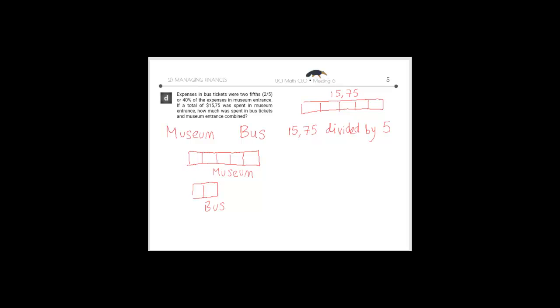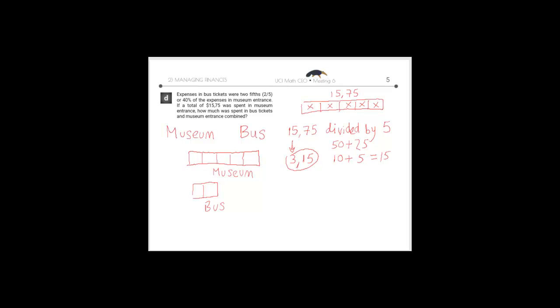So 15.75 divided by 5, well, 15 divided by 5 is 3, so that's $3. And 75 divided by 5, there's several ways to do it. One way is 50 plus 25 is 75. So I have to divide by 5, so that's going to be 10, and that's going to be 15. 10 plus 5 is 15. And so this should be $3.15. And so this is important. This quantity here is the value of each of these little pieces.